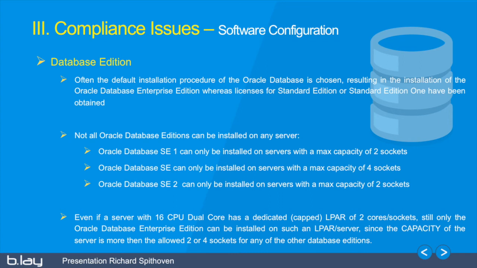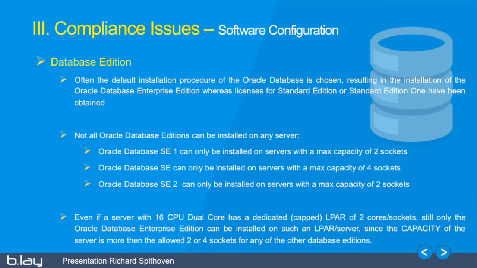which results in the fact that the Oracle Database Enterprise Edition is being installed, whereas if you would want to install the Oracle Database Standard Edition or Standard Edition 1 or the recently announced Standard Edition 2 Database Edition, you need to proactively select the right installation procedure in order to install such a Standard Edition database installation. So a lot of issues occur because of the fact people are just not selecting the right installation procedure, and as a result, by default always install the Oracle Database Enterprise Edition.